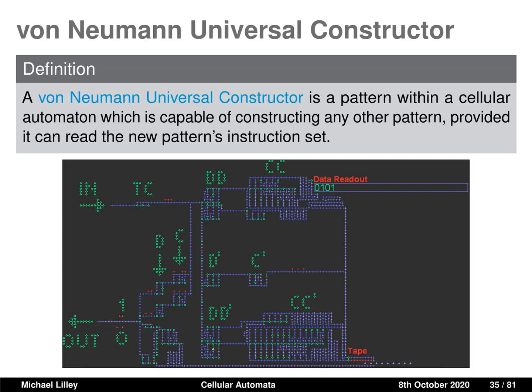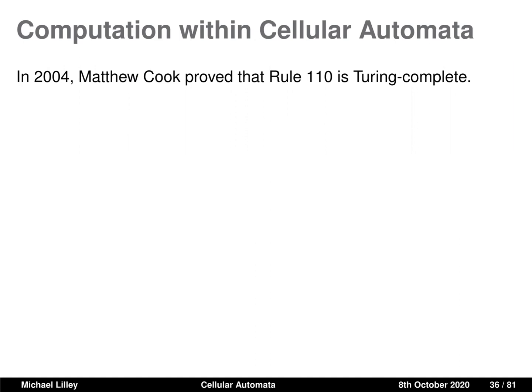In 2004, John Conway published a proof that a pattern for the universal constructor exists in the game of life. As of October 2020, it has still not been found. As a related result, Matthew Cook, who was an assistant to Stephen Wolfram, proved in 2004 that the first rule we looked at, Rule 110, is Turing complete.